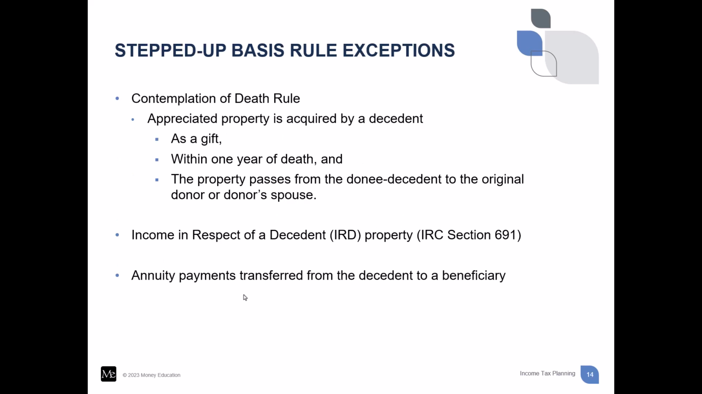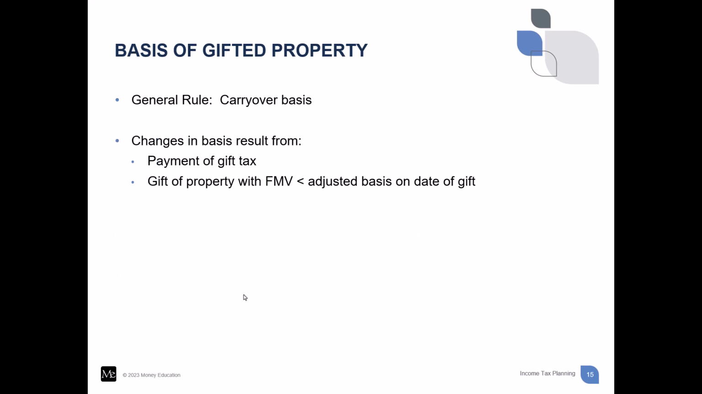Step-up basis exceptions. Contemplation of death rule. Appreciated property is acquired by a descendant as a gift within 1 year of the death. The property passes from the donee to the descendant to the original donor or donor's spouse, so bypassing that. Income in respect to a descendant's property and annuity payments transferred from the descendant to a beneficiary.